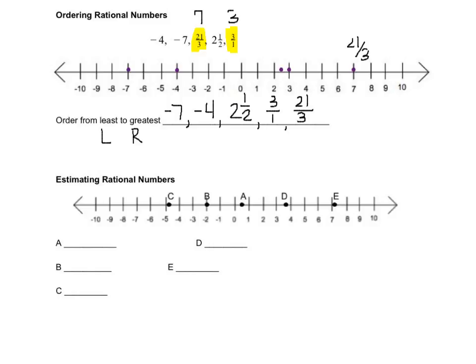When we estimate rational numbers, it's almost like the flip-flop of ordering them, where the dots are now on the number line and we need to give the value. So each of the dots has a corresponding letter, A through E.